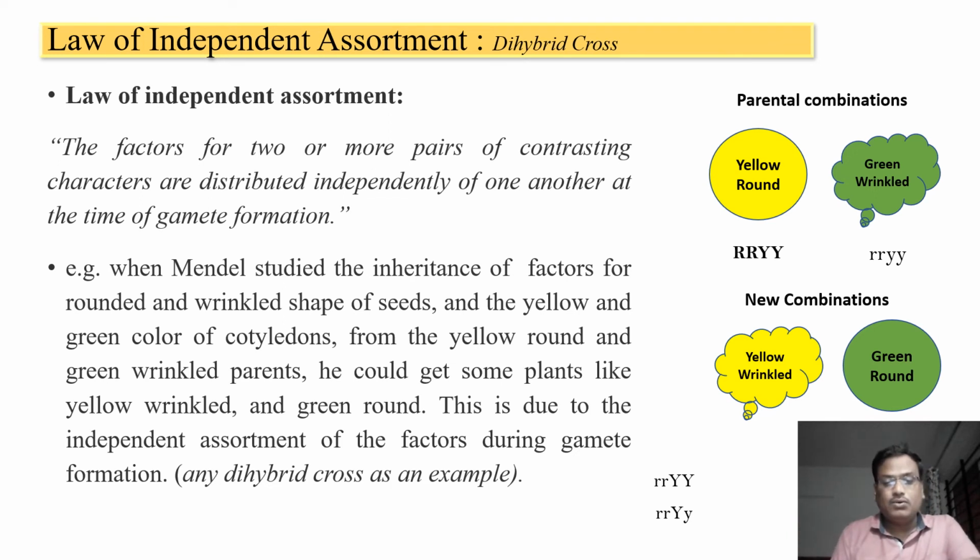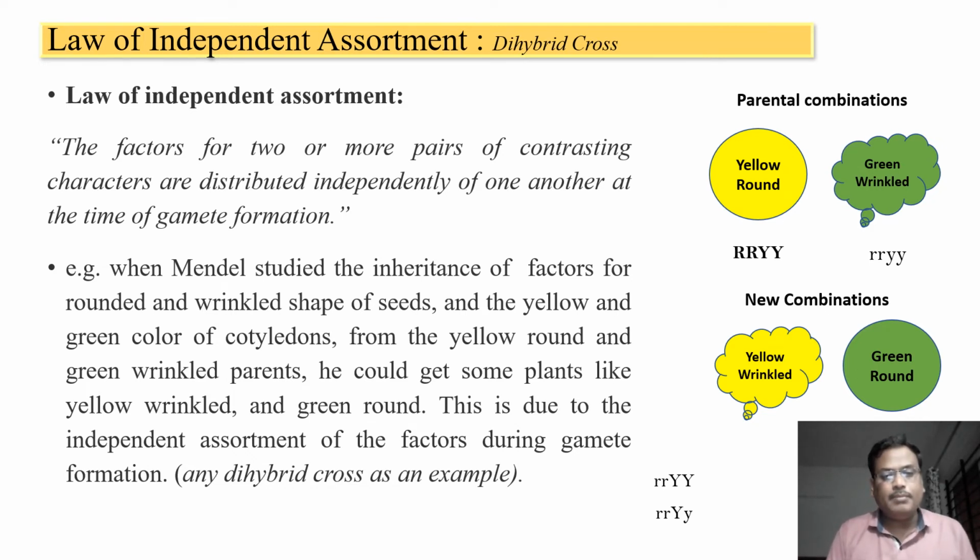What was the first law? The law of segregation told us the gametes produced are pure for a character. And here what Mendel's law states is, the factors for two or more pairs of contrasting characters are distributed independently of one another at the time of gamete formation. I'll tell you how it happens.